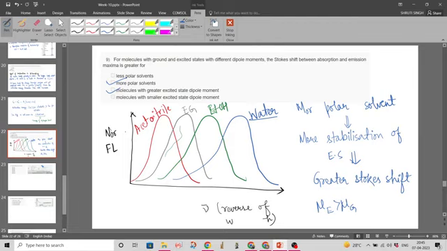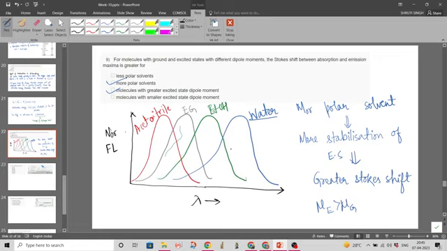So the answer to this question is, I think I have written reverse here. Maybe this is wavelength only. Frequency and wavenumber are the same thing. I think this is wavelength only.